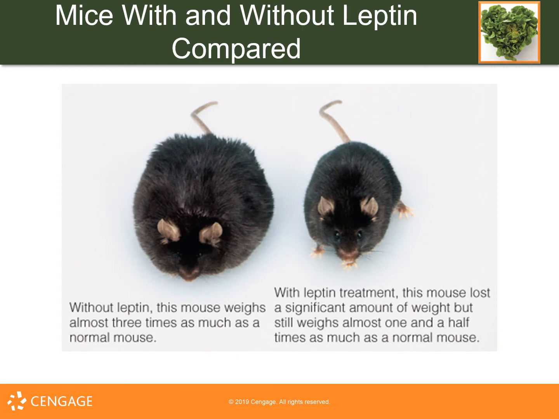Mice with and without leptin compared. Without leptin, a mouse weighs almost 3 times as much as the normal mouse. With leptin treatment, the mouse lost a significant amount of weight, but still weighs almost 1 and 1/2 times as much as the normal mouse.